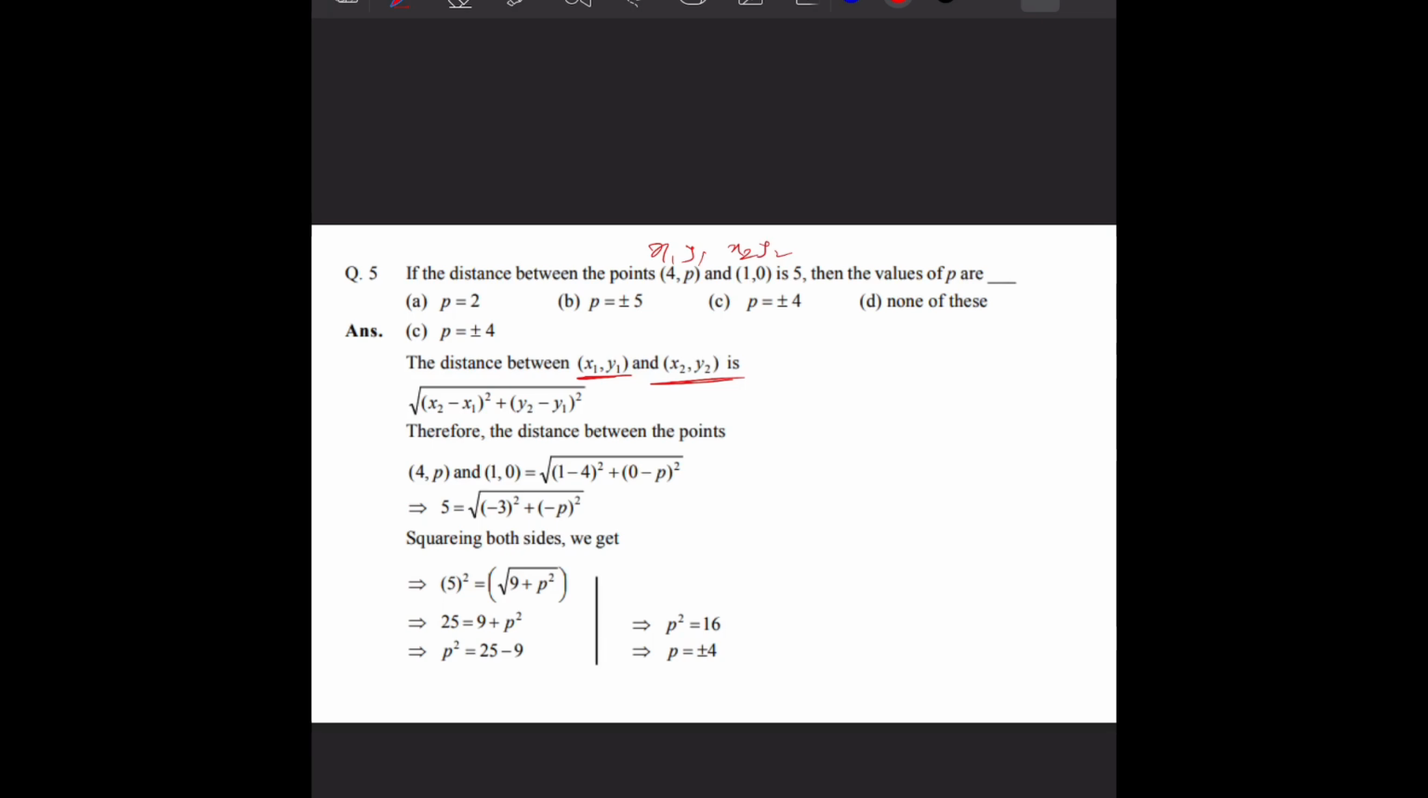So x2 minus x1 will be 1 minus 4 का whole square, and y2 minus y1 will be 0 minus p का whole square, and that is 5. So what is minus 3 का square is 9, minus p का square is p square. Squaring on both sides, 25 equals to 9 plus p square. P square equals to 25 minus 9. P square equals to 16. P is equals to plus minus 4. So what is my correct option? My correct option is option C. Let's move on to the next question.